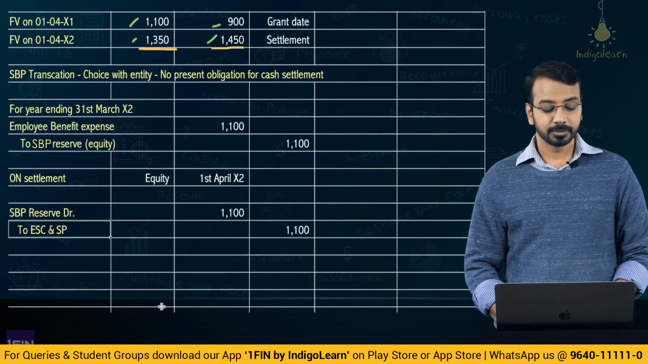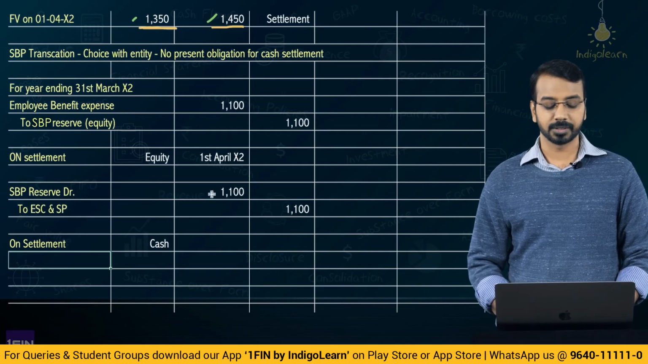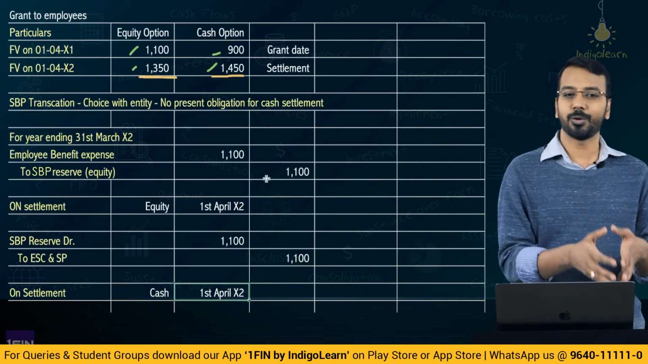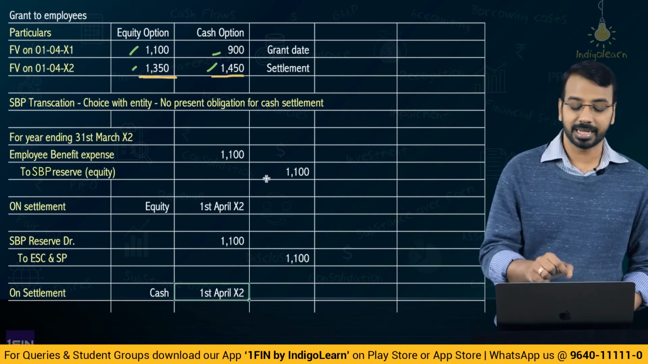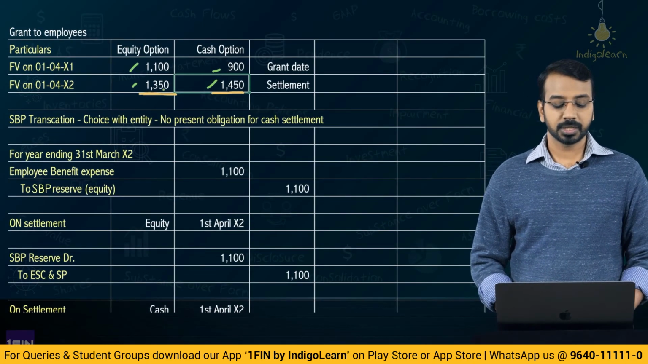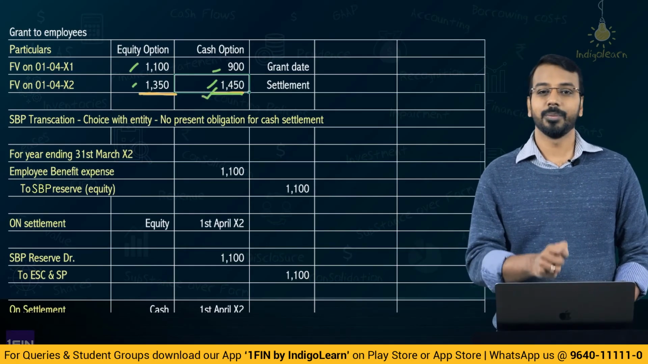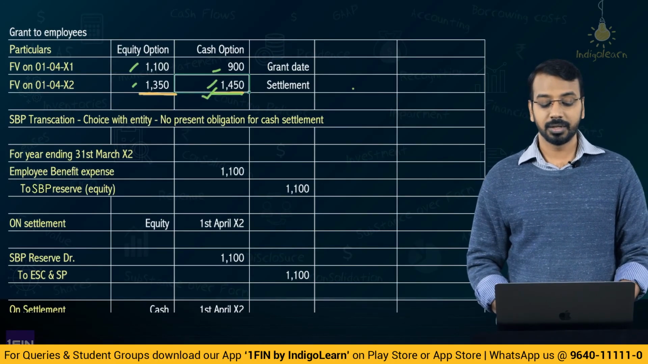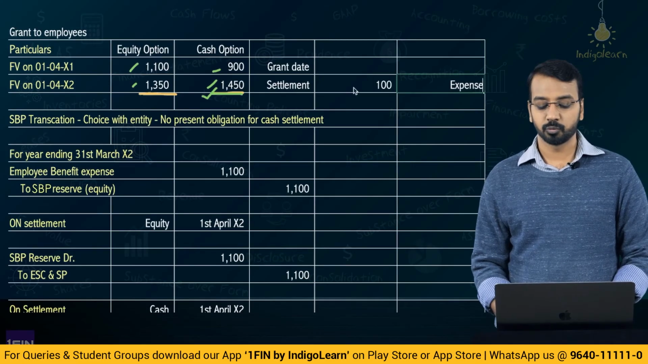Then the second case is where on settlement, a cash settlement happens. Whenever there is a cash settlement, the entity has so far accounted for it as an equity settled transaction, and now the entity will account for it as a cash settled transaction. The entity will pay 1450 on settlement. On settlement, the equity option is 1350 and the cash option is 1450, and the entity is now settling at a higher value. One thing you have to remember is that whenever an entity settles a transaction at the option which has a higher fair value, then the difference between these two, 1450 minus 1350, this 100, will be one part of expense.